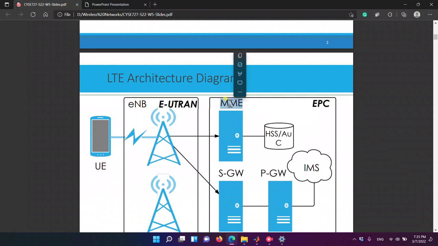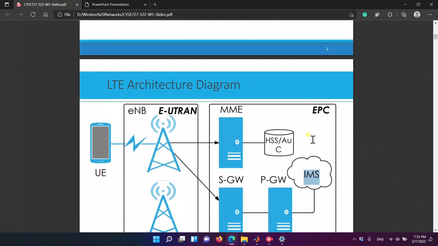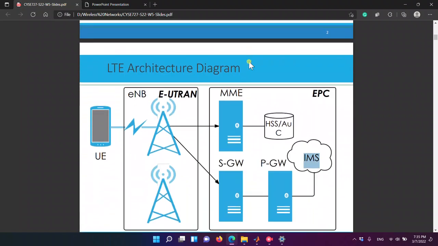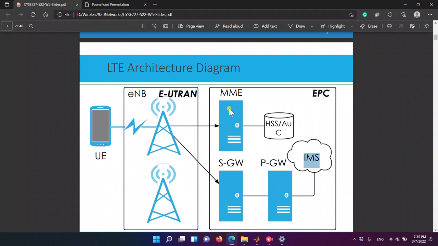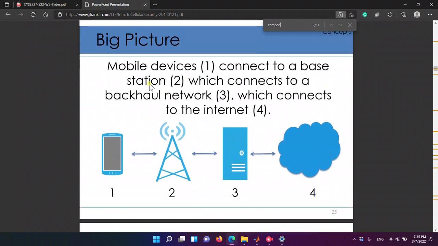Now I think this is the main memory unit. I'm not sure what this means; I think it means the main memory unit. This one I don't know. The IMS is written above. It's the IP multimedia subsystem, which is the extended backhaul functionality. So I'm guessing this is what contains the functions of the EPC. And generally we have a main memory unit. I'm not sure what MME stands for.